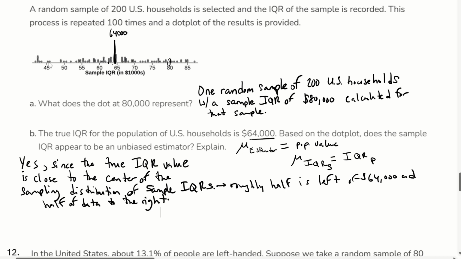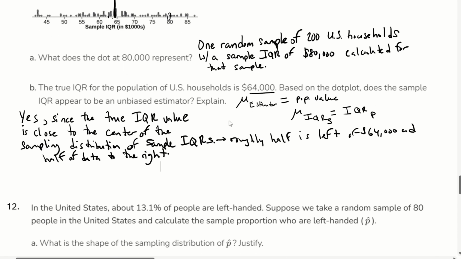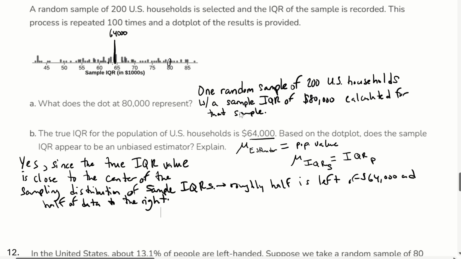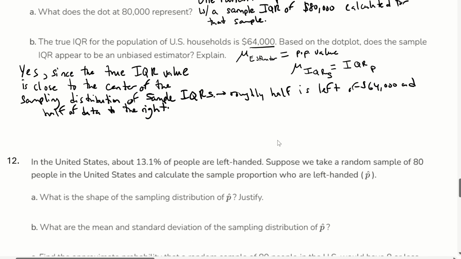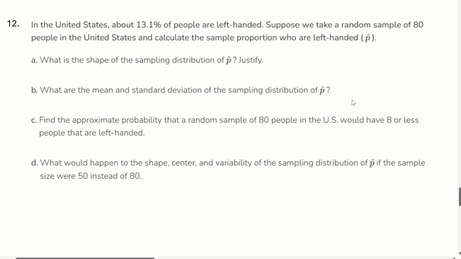Okay, so looking at this distribution, we see about half is to the right, about half is to the left, which is characteristic of that being the center right there, which is close to the 64,000. All right, so that takes care of number 11. So number 11 is just about unbiased estimators and the definition of that and what it means to be an unbiased estimator.